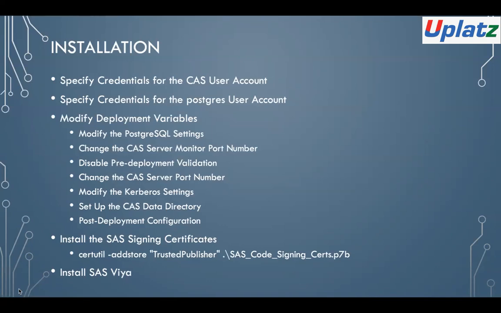So first we'll do the modification of the PostgreSQL settings. SAS Viya uses PostgreSQL as the SAS infrastructure data server, and if you're doing the installation on a Windows machine, the PostgreSQL deployment consists of one data node. So you can always modify the settings in the deployment vars.psd1 file. Then we will change the CAS server monitor port number to 8777.